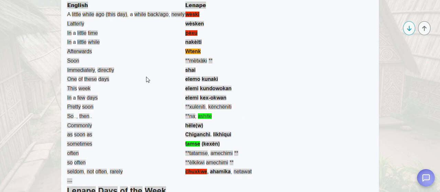And then we have other days that I've shared here. So there's a lot of stuff like immediately or directly shy, one of these days, the lemo konaki, and kundo okan. So kunda is an old word for week. The word week or week is used in the Talking Lenape dictionary. Kunda is still used in Ontario, Delaware, at least in the 1990s dictionary. And then I calced these from Mission, Delaware, to this. So these are, you could say these, but I don't have any Talking Lenape dictionary examples to share from that.